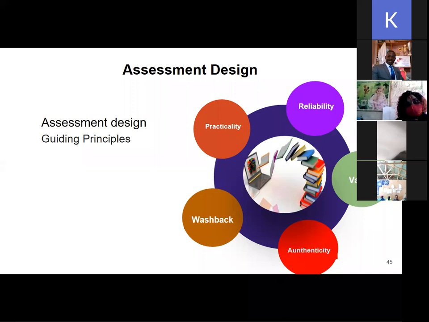representation within the test. And then we have the washback guiding principle. What does washback mean? This principle refers to the consequence of an assessment on teaching and learning within the classroom. Washback can be positive and negative. Positive washback may refer to the desired effects of a test, while negative washback refers to the negative consequences of the test. So in order to have positive washback, instructional planning is very key.